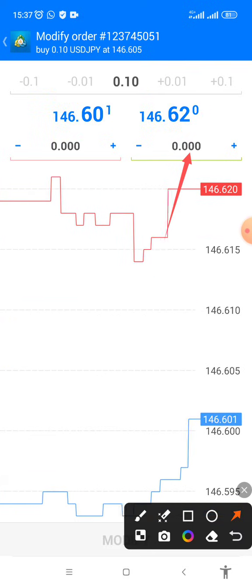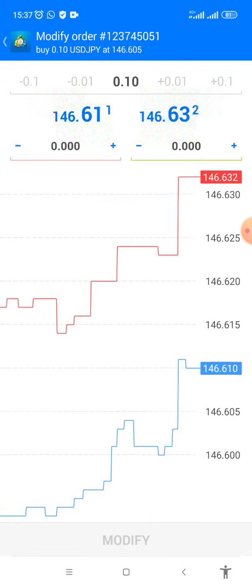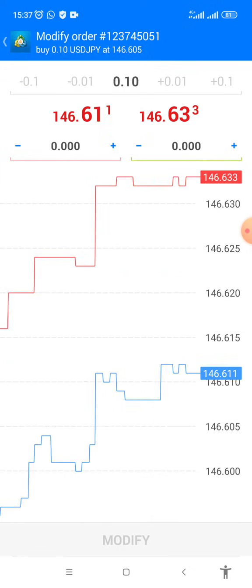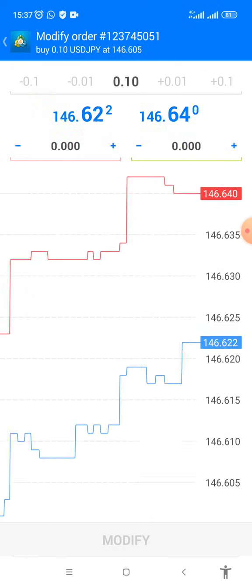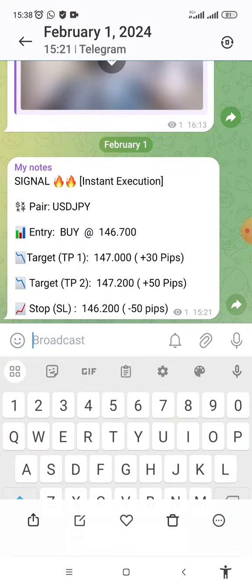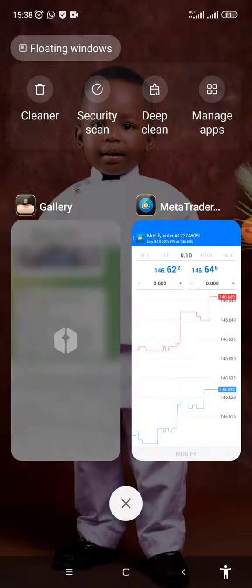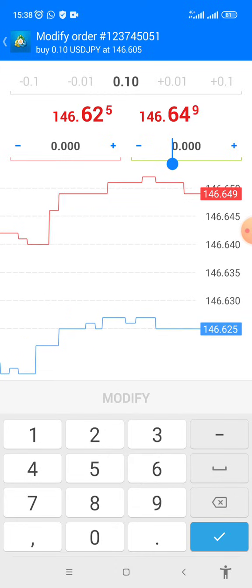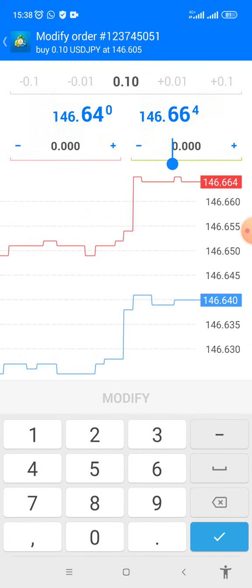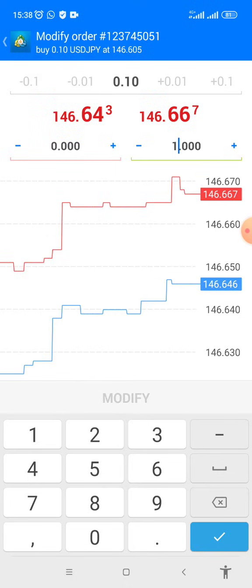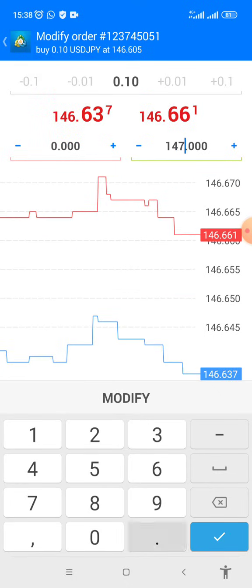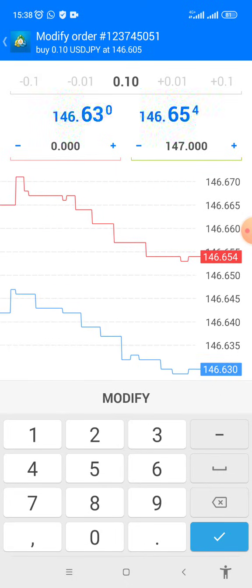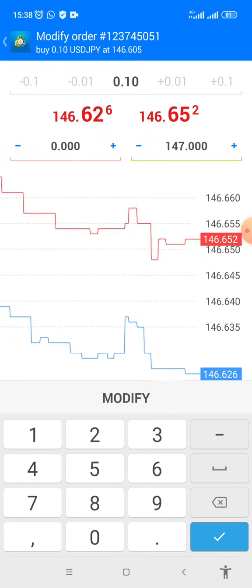Take profit. Now on the signal, the take profit price we saw was 147.000. If we go back, you see it, TP1, 147.000, which is 30 pips. So we go back, and then we'll input that 147.000. So you tap here, and then you have the option to type in the figures. So you type in 147.000.